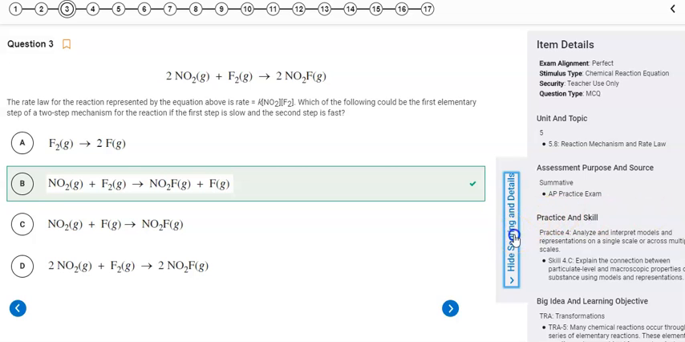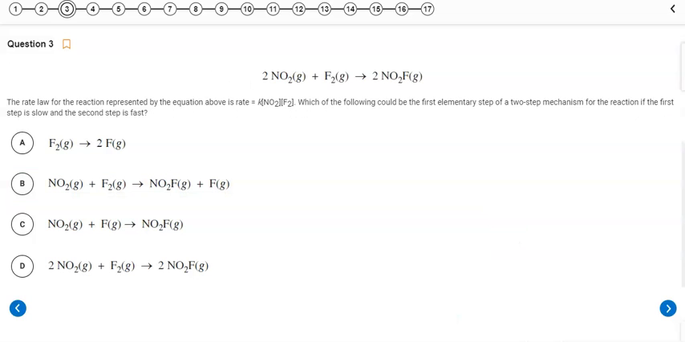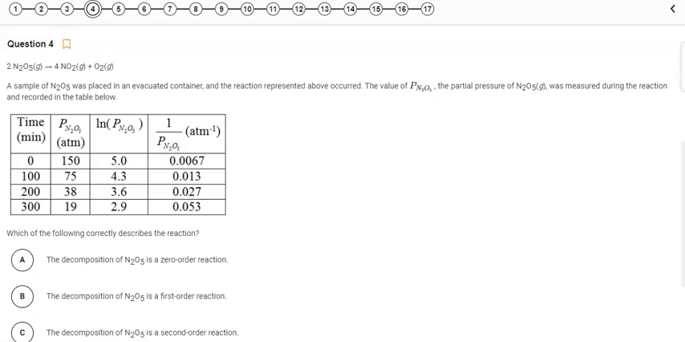Okay, keep going. All right. A sample of N2O5 is placed in an evacuated container and the reaction represented occurred. The partial pressure of N2O5 gas was measured during the reaction and recorded below. Which of the following correctly describes the reaction?